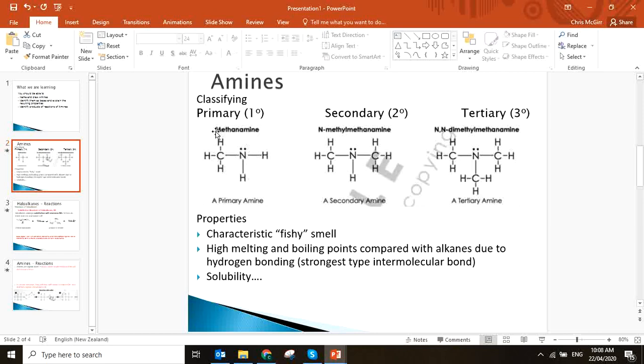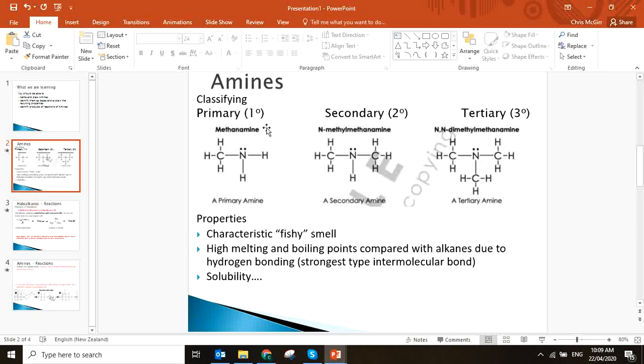So what we see here is a primary amine because the nitrogen only has one carbon bonded to it. Here is a secondary amine. It has two carbons bonded to it, therefore it only has one hydrogen. And then here is a tertiary amine, three carbons bonded to that nitrogen, therefore it has no hydrogen.